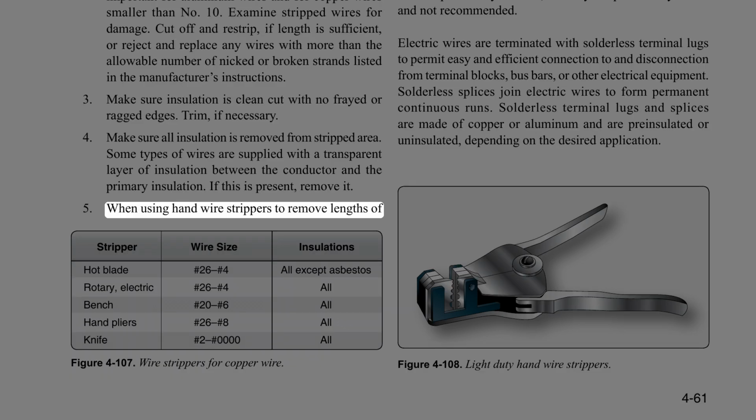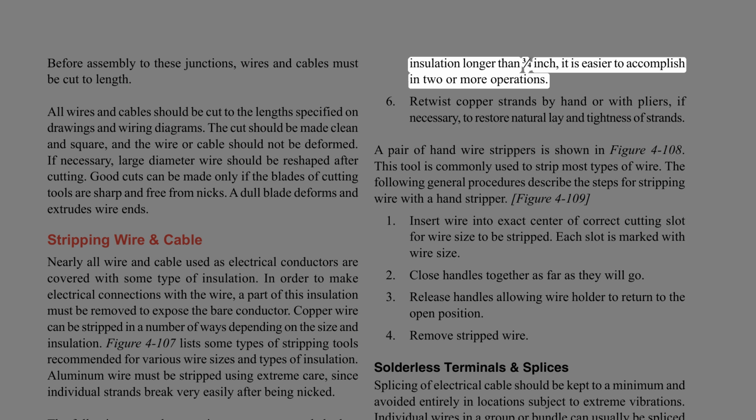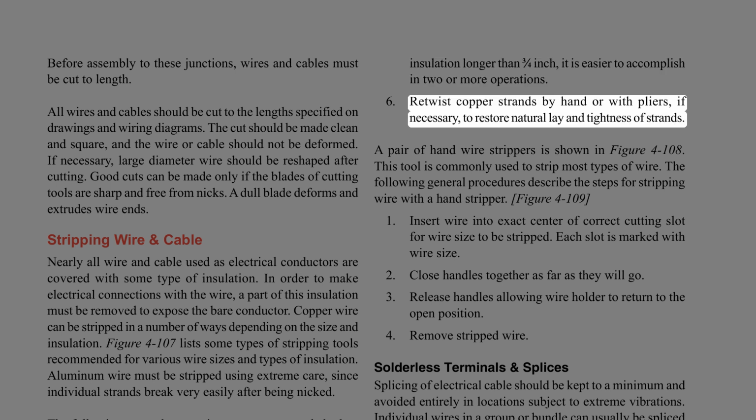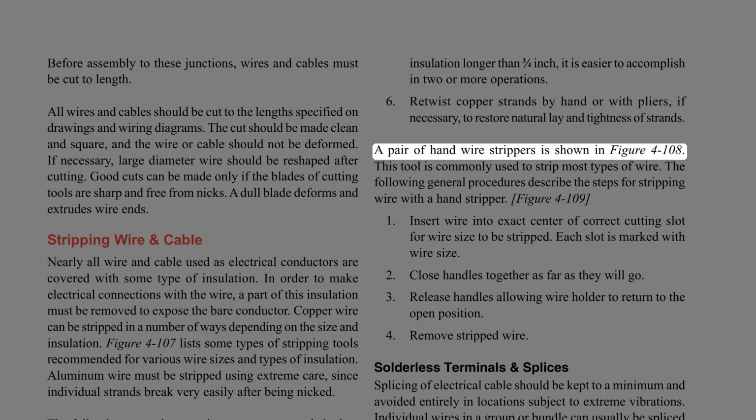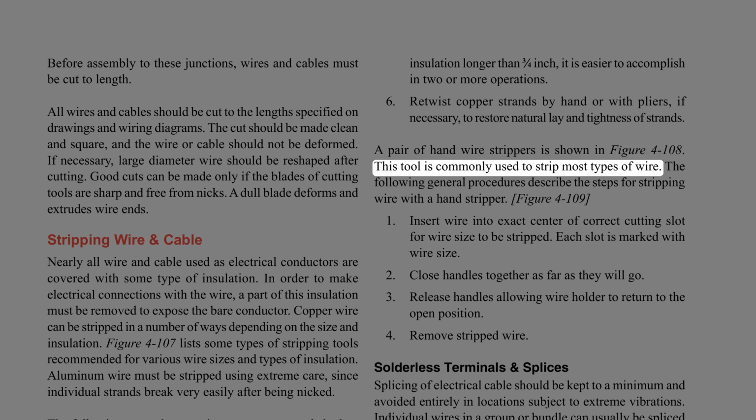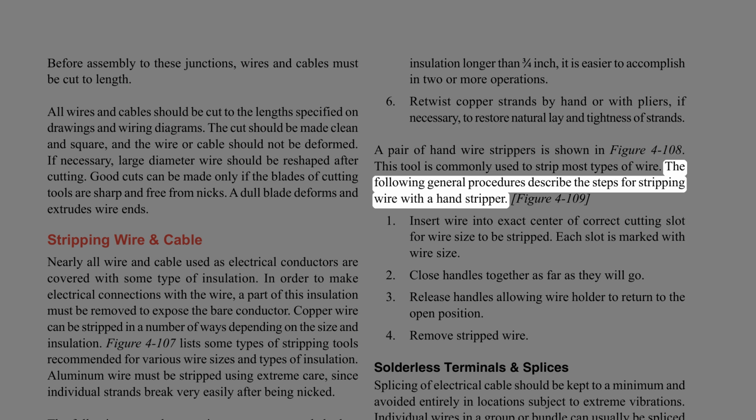When using hand wire strippers to remove lengths of insulation longer than 3/4 inch, it is easier to accomplish in 2 or more operations. Retwist copper strands by hand or with pliers, if necessary, to restore natural lay and tightness of strands. A pair of hand wire strippers is shown in Figure 4-108. This tool is commonly used to strip most types of wire. The following general procedures describe the steps for stripping wire with a hand stripper.